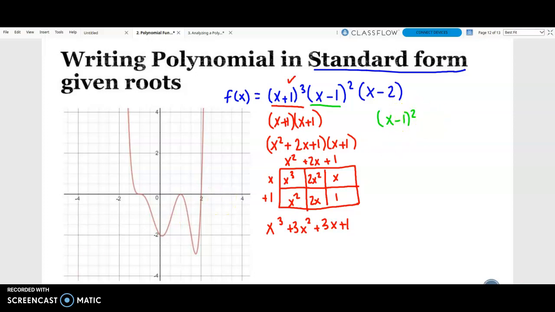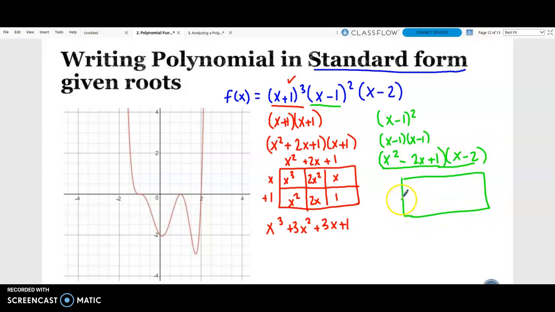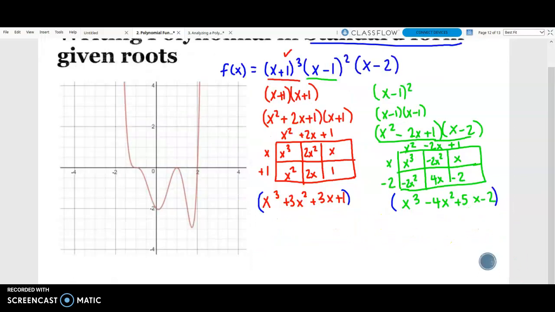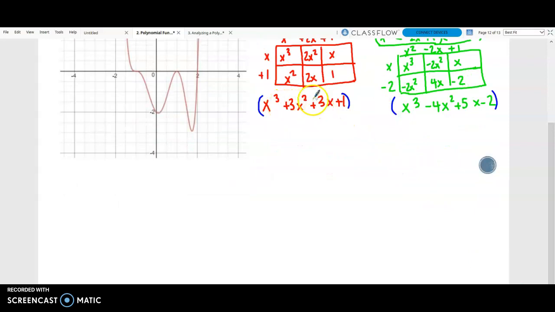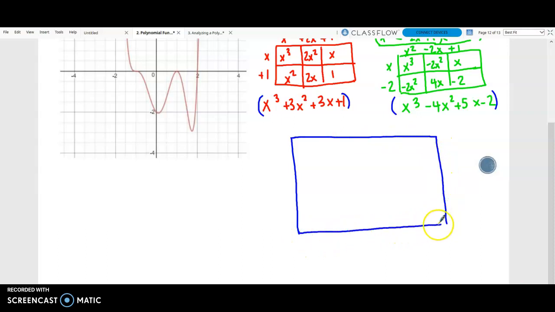And I'm going to pause that so this video isn't so long. Minus 1 squared gives us this. And then I'm also going to go ahead and multiply that times x minus 2 using my box. I'm going to pause it again. Here's what we get when we multiply these two together. Now, I do still need to multiply these two together. So I'm going to do a 4 by 4 box now, so that I can multiply these both together. And the order that you multiply them in does not matter as long as you multiply all of them.